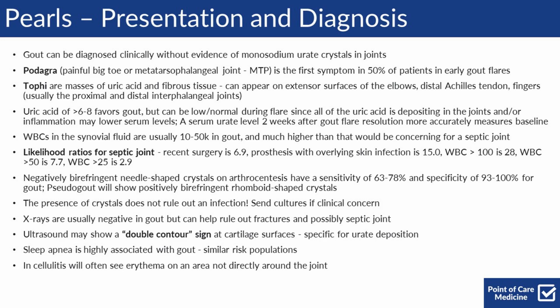X-rays are usually negative in gout, but can help rule out fractures and possibly a septic joint. In gout, an ultrasound may show a double contour sign at the cartilage surfaces, and this is specific for urate deposition. Sleep apnea is highly associated with gout because they have similar risk populations. And in cellulitis, you'll often see erythema on an area that's not directly around the joint.